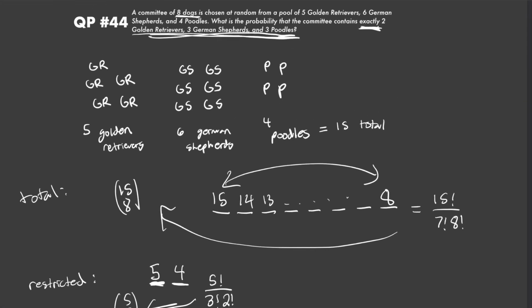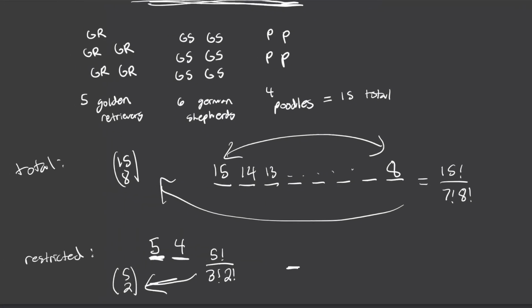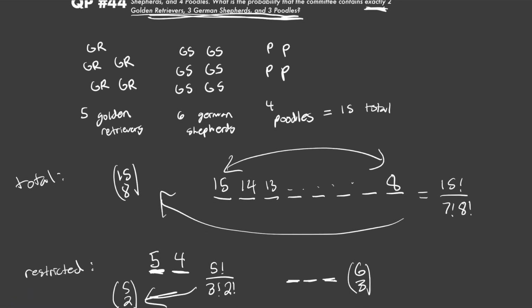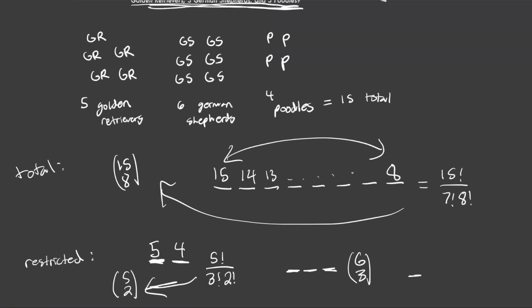Now for our German shepherds, well, we need 3 of them. So again, we have 6, so this is going to be 6 choose 3. I won't work it out again. And for our poodles, we have 4, and we need to choose 3. So that's just 4 choose 3. So this one's just going to be equal to 5 times 4 over 2, so that's going to be 10. This one's going to be 6 factorial over 3 factorial times 3 factorial. So this is going to be 6 times 5 times 4 over 3 factorial, and then this is 6, so this is going to cancel out, so this is going to be 20. And 4 choose 3 we know is just 4.